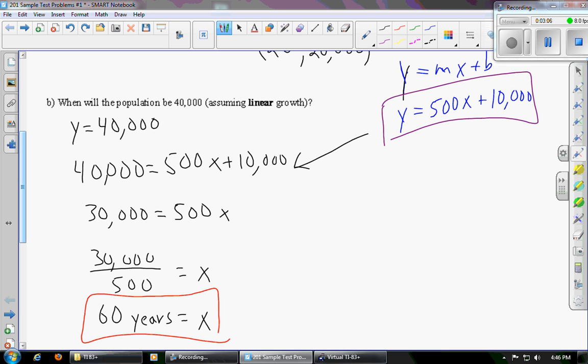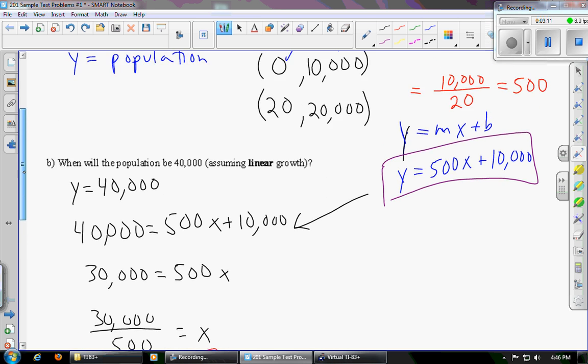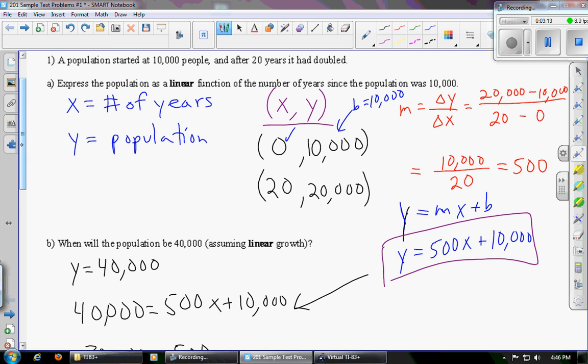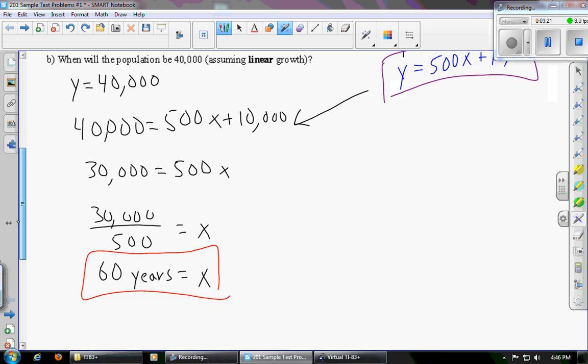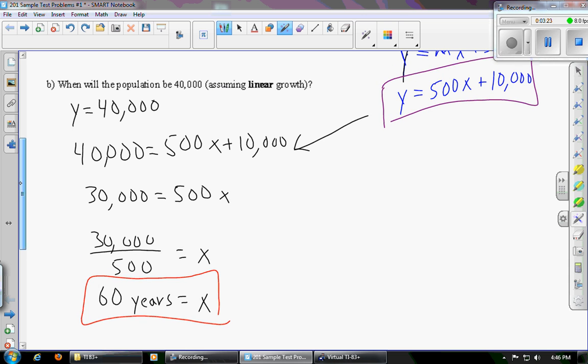So in 60 years, we'll get up to 40,000. And just to point out that the doubling time going from 10,000 to 20,000 was given as 20 years. So the first doubling took 20 years, but then if I wanted to double from 20 to 40, which is what we were given in this problem, it didn't take another 20 years, it took much longer, it took 60 years.